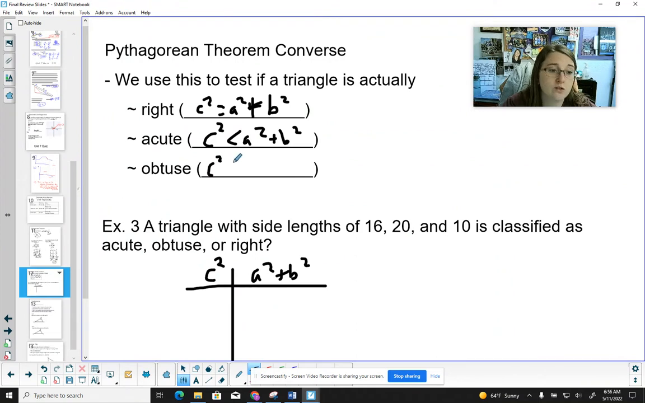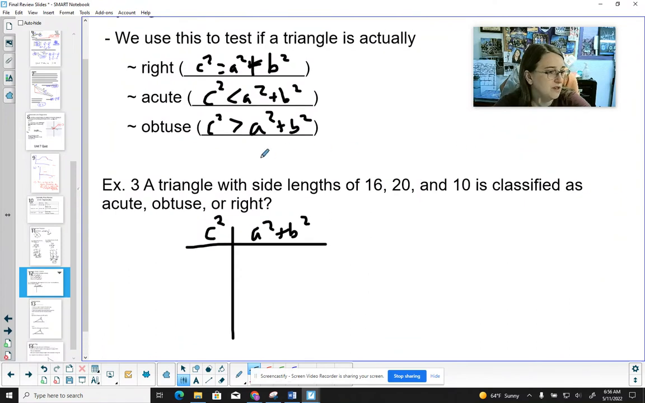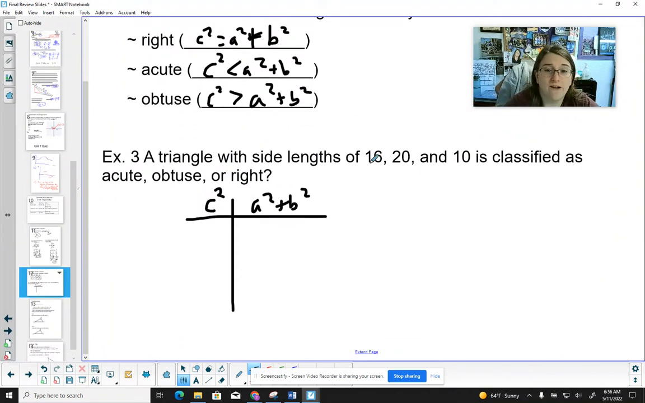So if c squared is greater than a squared plus b squared, then we know it's going to be an obtuse triangle. Again, we think greater than, obtuse. So that's why you write it this way. If you write it as a squared plus b squared and then c squared on the other side, you can't quite think this way. So all we have to do is we're verifying.